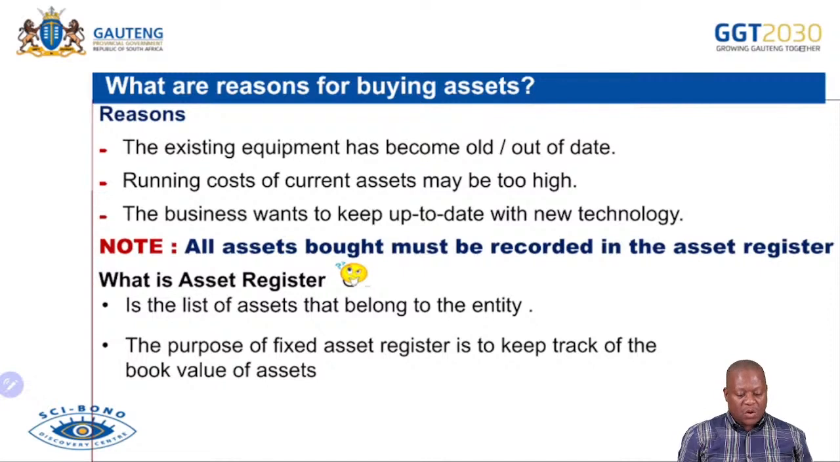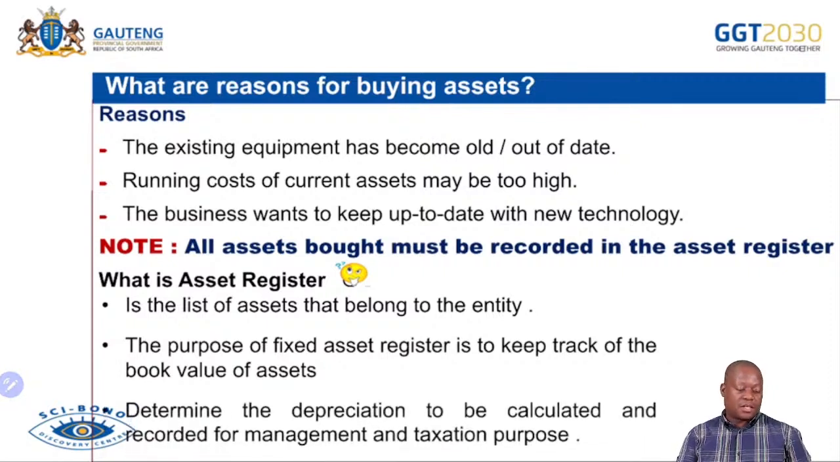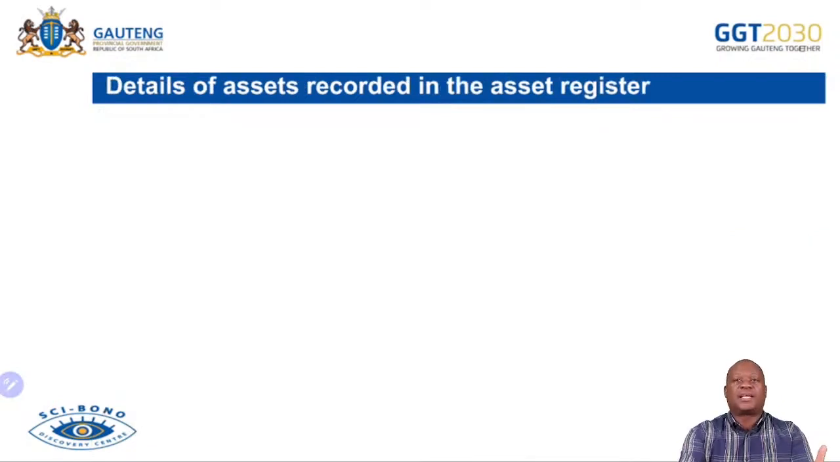Now, the purpose of the asset register is to keep track of the book value of the asset. Remember, we said book value is equal to cost minus accumulated depreciation. And we said book value is the remaining value of an asset. And remember, the remaining value of the asset is always going down. So we need to check and see how much value is left in our asset, and we keep track of that in our asset register. We also have to use it to determine the depreciation to be calculated and recorded by management and for tax purposes.